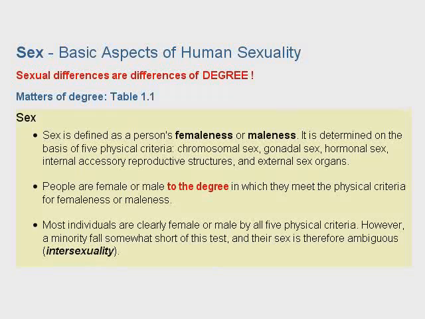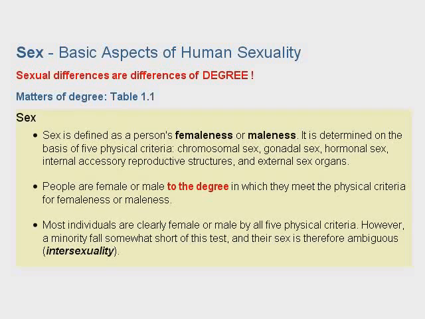Here is still another table showing us that femaleness and maleness are matters of degree. Here I describe sex as a basic aspect of human sexuality, and I emphasize sexual differences are differences of degree. Sex is defined as a person's femaleness or maleness. It is determined on the basis of 5 physical criteria: chromosomal sex, gonadal sex, hormonal sex, internal accessory reproductive structures, and external sex organs. People are female or male to the degree in which they meet the physical criteria for femaleness or maleness. Most individuals are clearly female or male by all 5 physical criteria.